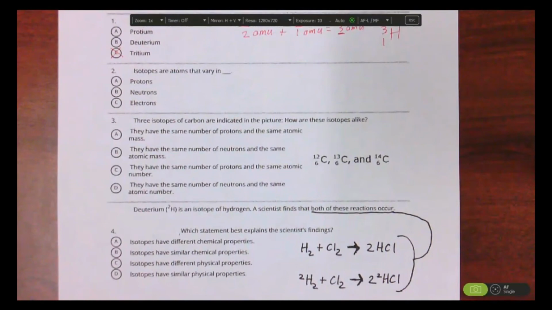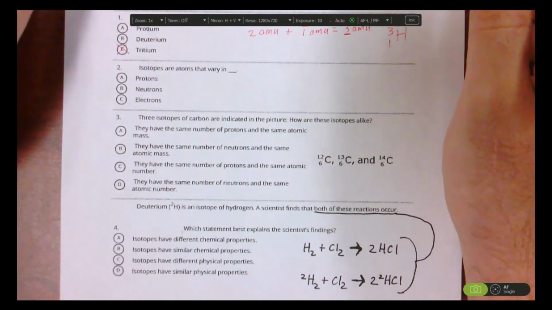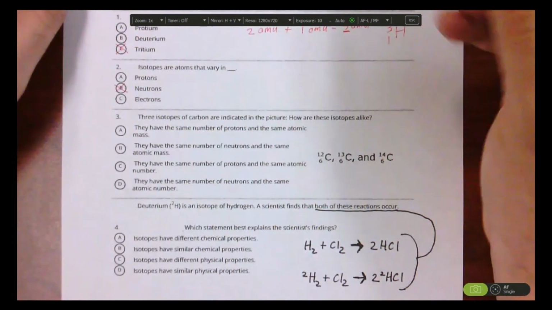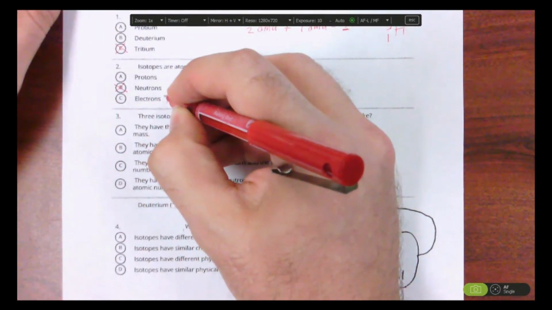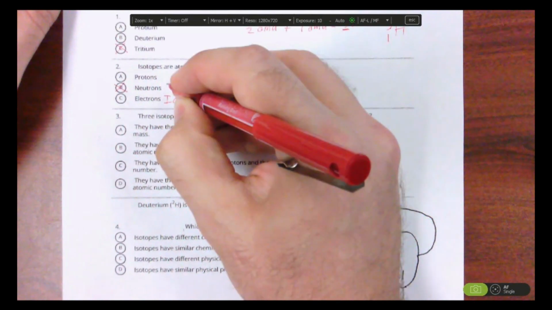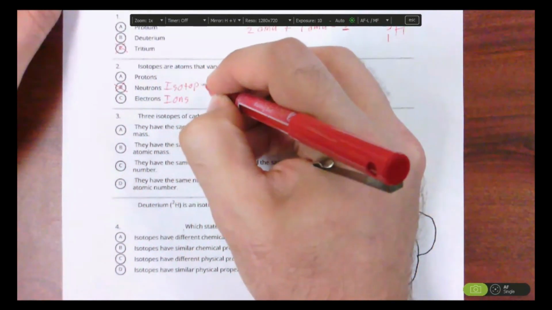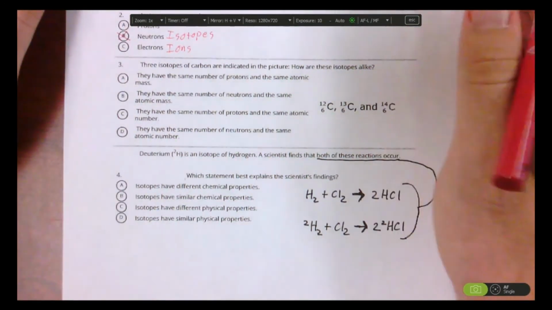All right, number 2. You should be able to get this one. Isotopes are atoms that vary in... neutrons. It is neutrons. That's what we've been talking about the past couple days. They never vary in protons, and we haven't talked about this, but if they do vary in electrons, which is tomorrow, they're called ions. If they vary in neutrons, they're isotopes. I'm getting ahead of myself with the ions, but it's good to go ahead and know.